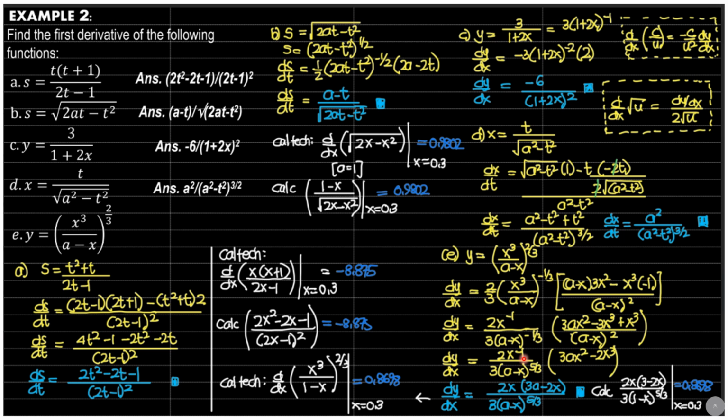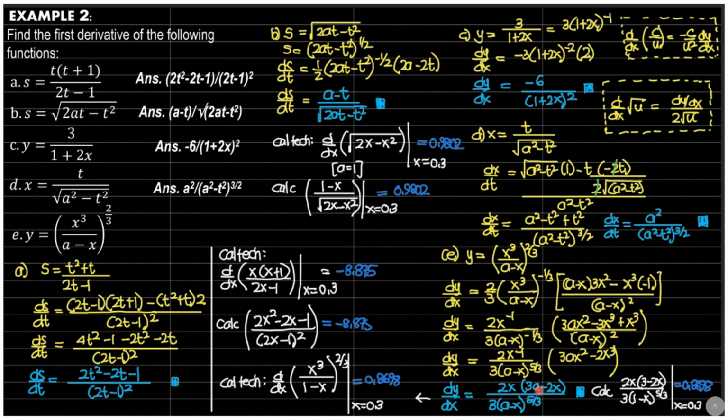So we have 2x to the negative 1 over 3 quantity a minus x to the 5/3, where 5/3 is negative 1/3 plus 2. So that's 5/3. Then the numerator here, we simplify into 3ax squared minus 2x cubed. And if we factor out x squared, this becomes 2x because we factor out x squared. And this becomes 3a minus 2x. So that's why we have 2x, 3a minus 2x all over 3 quantity a minus x to the 5/3. So that's the answer. Then calculator technique.